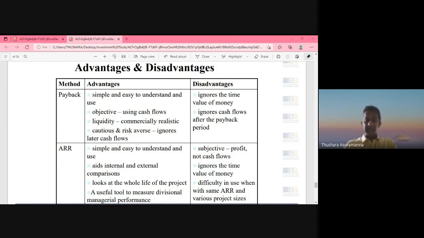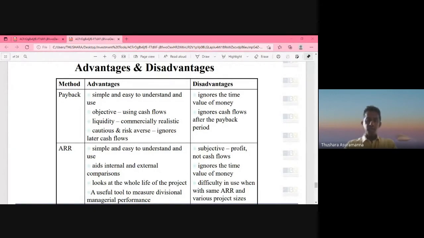But a disadvantage is that it's subjective, because you take profit, which is a reported figure, right? When you say profit, the cash flows may not be realized in this year. So it's misleading, because you are not taking the cash flows there. Especially when we talk about project-oriented initiatives, cash flows are very important because these are new futuristic lending. Then again, time value of money is not taken into account, like payback, which is a disadvantage.